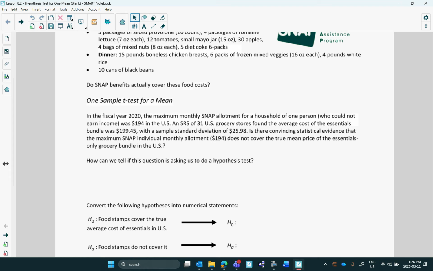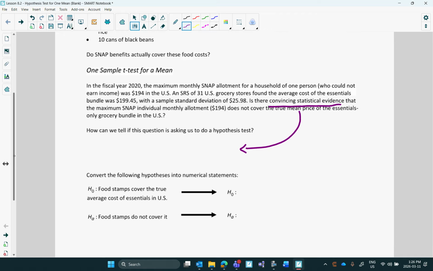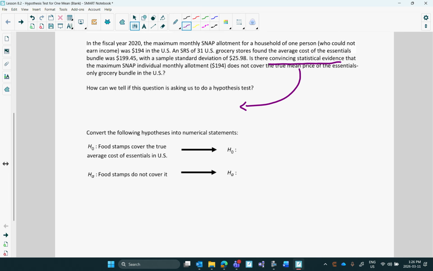How do we know if we're doing a hypothesis test? What words do you look for in here, especially towards the end? What words are you looking for that says, oh, hypothesis test? Convincing statistical evidence. Convincing statistical evidence. If you were asked to do a confidence interval, that's easy. You would be asked, construct a confidence interval.